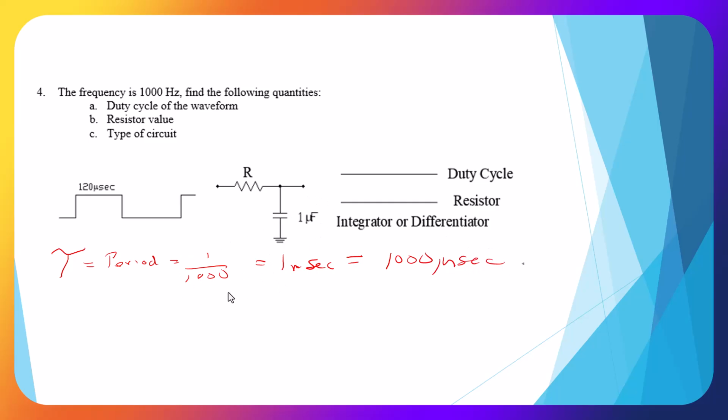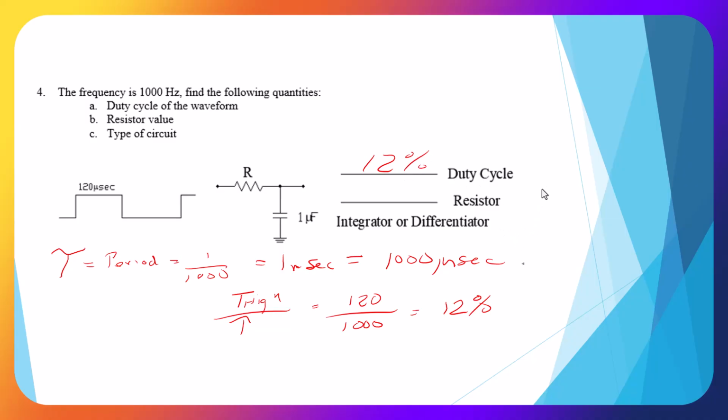So our duty cycle is our time high over our period. So we have 120 over 1,000, which is 12%. So our duty cycle is 12%.